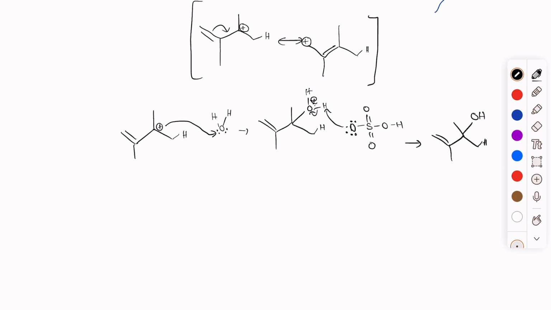And now if we do it for the other resonance structure, where it was a primary carbocation, once again, the water is attacked, specifically the oxygen is attacked, and a sigma bond will form between them, leaving that positively charged.